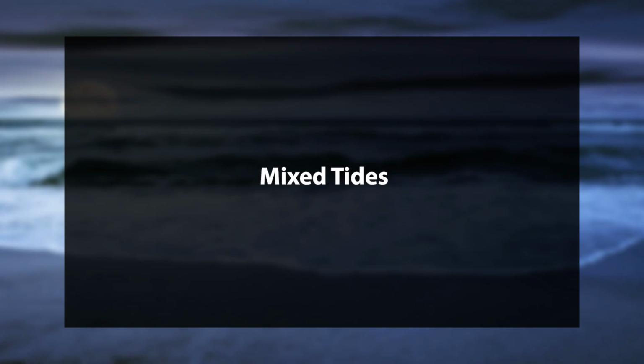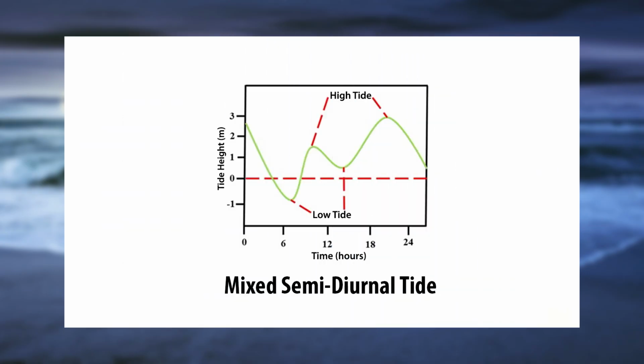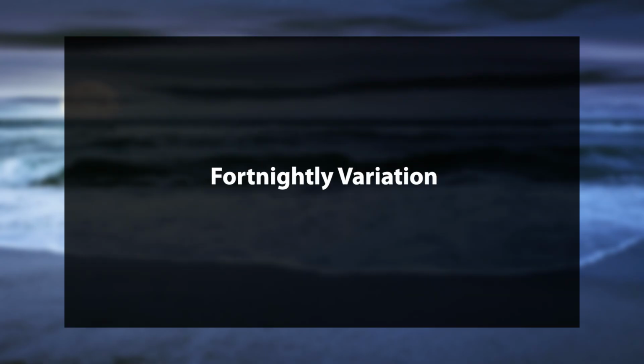Mixed tides. They are the most frequent of tides, especially in mid-latitude regions, where high and low tides alternate with unequal wave height and period. The second is the fortnightly variations.